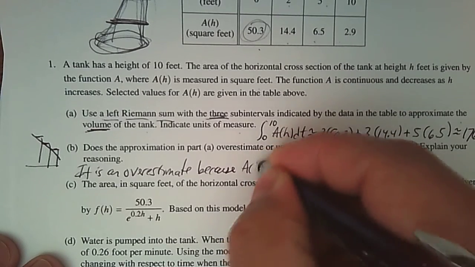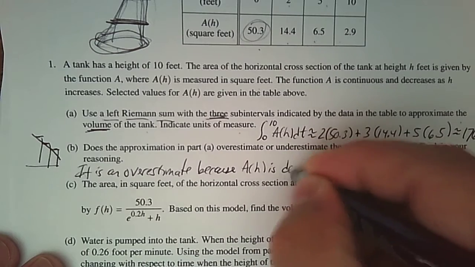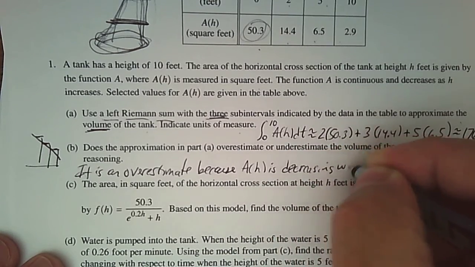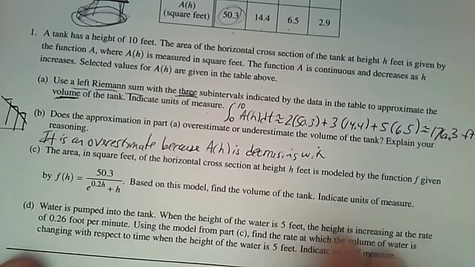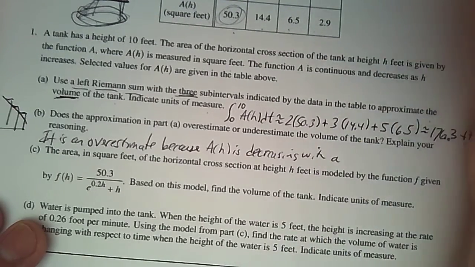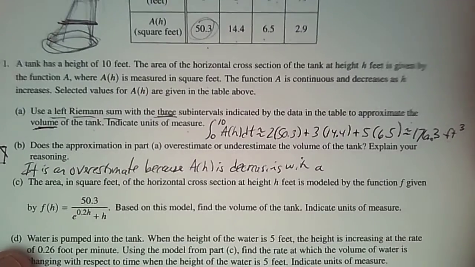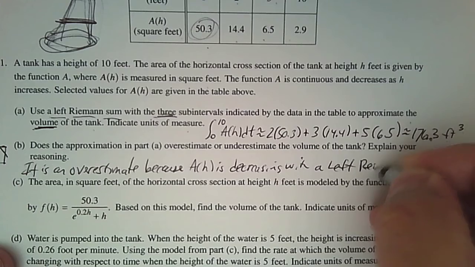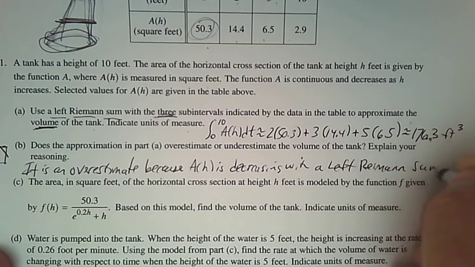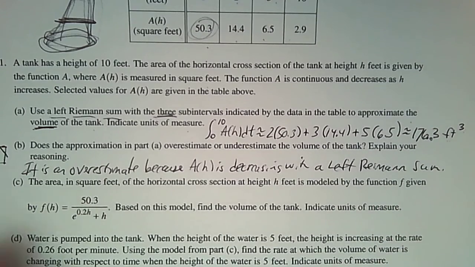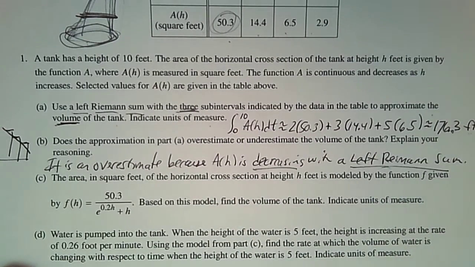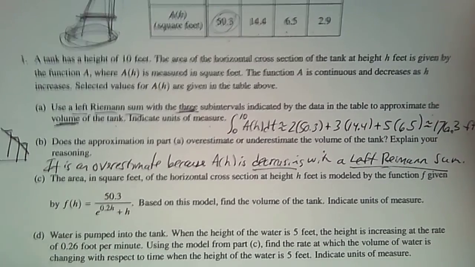It's because A at h is decreasing. That's a big word. Decreasing with a left Riemann sum. They were looking for those two words, decreasing and left Riemann sum, to explain why it's an overestimate.